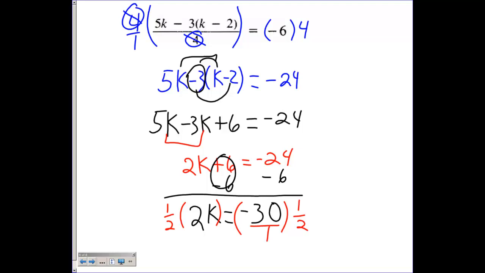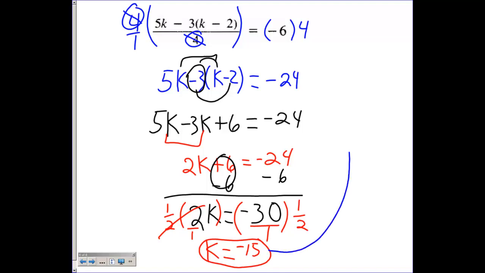Put a 1 under the 30. The 2's will cancel each other out, leaving k equal to, and over here we have a negative times a positive, so I'm going to have a negative answer, and then 30 over 2 is going to leave me with 15, and k has to equal negative 15. Now in all these cases we didn't show this, but you should always take this answer.